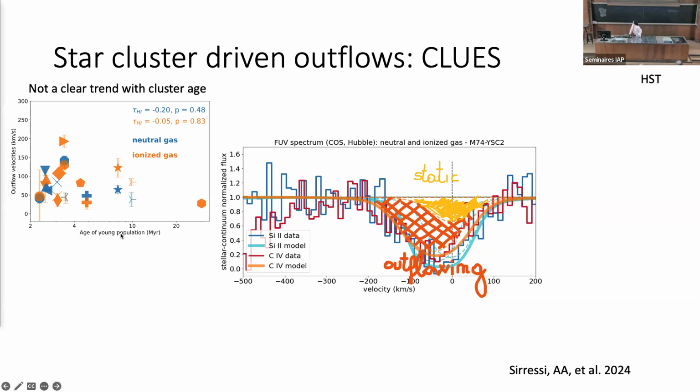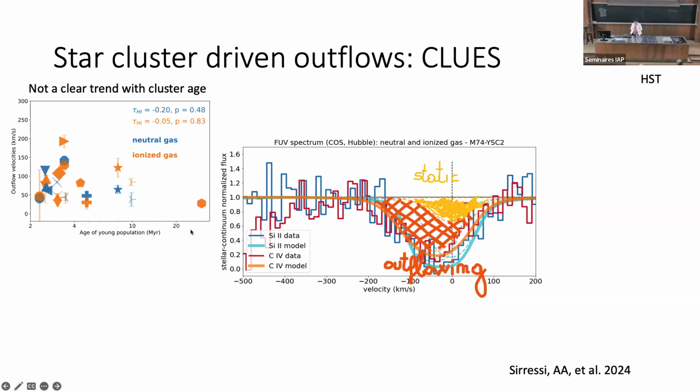Okay. So what you see here, we use lines that are either produced by ionized gas or neutral gas, and we plot the age of the cluster. And what we see is that there is not a direct connection with age. It looks almost like there is kind of a coupling, but then it disappears very rapidly.